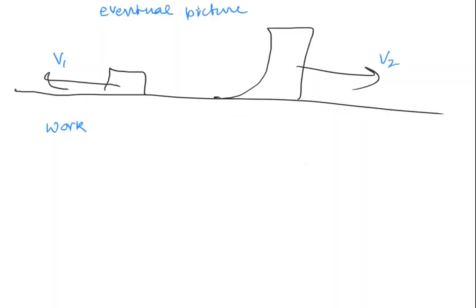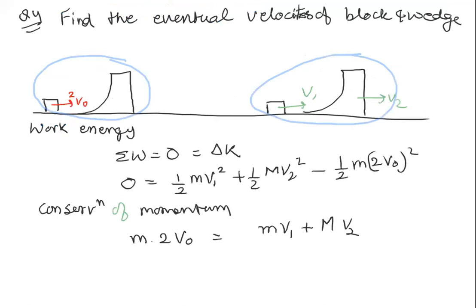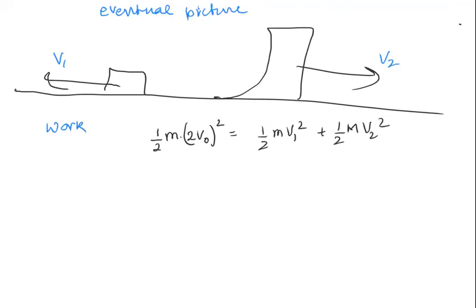So basically what is happening is that you have half m into 2v0 square is equal to half m v1 square plus half m v2 square. And we have ये वाला expression which is m into 2v0 is equal to m v1 plus capital M v2.